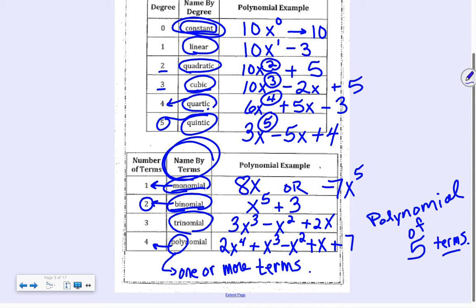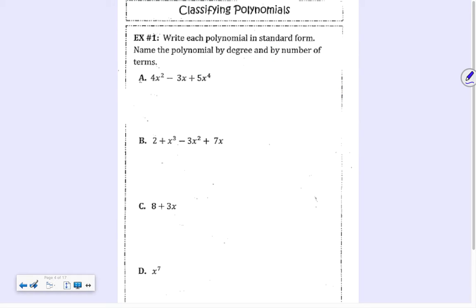Okay, now I've talked enough. Now you have to perform. Ready? Go to the next page. It says to write each polynomial in what form? Standard form. Name the polynomial by degree and by number of terms. Should we do the first one together? Yeah? Okay.